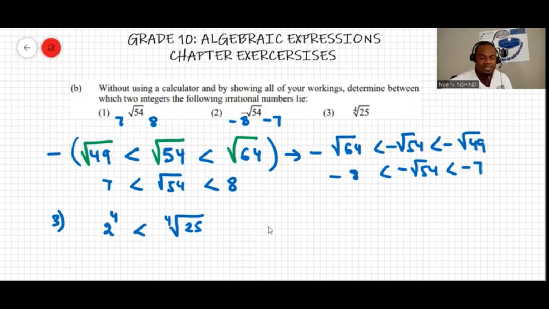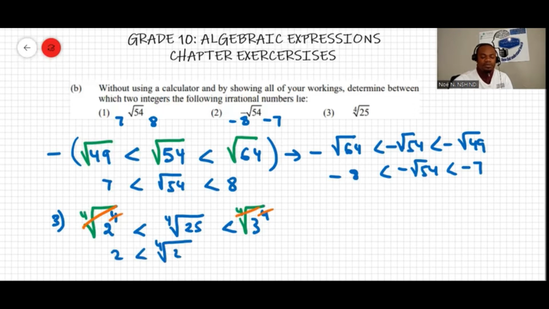16 is lesser than 25. And the next one must be 3 to the power 4. Now, if I fourth root all of them, then you know that the fourth root will cancel with the power 4, and then the numbers are just 2 and 3. And the integers will be 2 and 3.